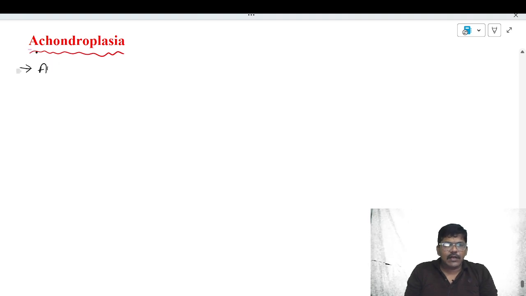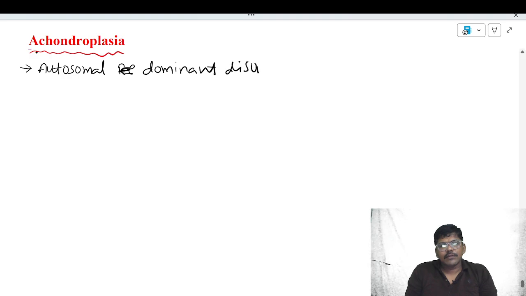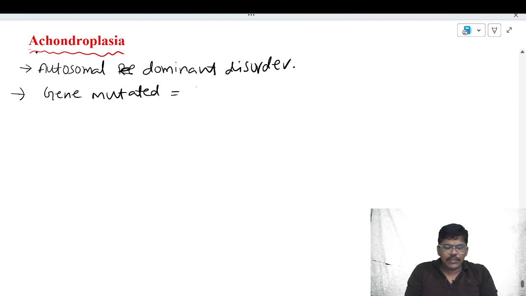If you see achondroplasia, it is an autosomal dominant disorder in which a gene is mutated. The name of the gene which is mutated is FGFR3.